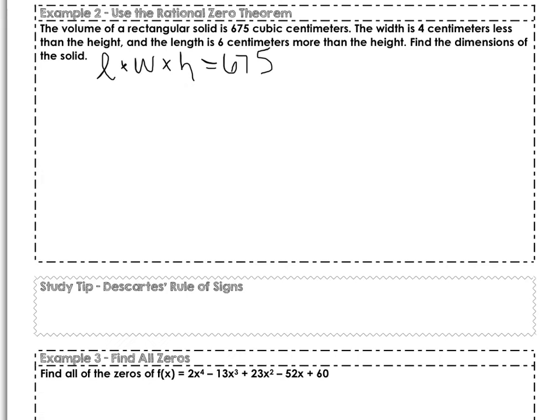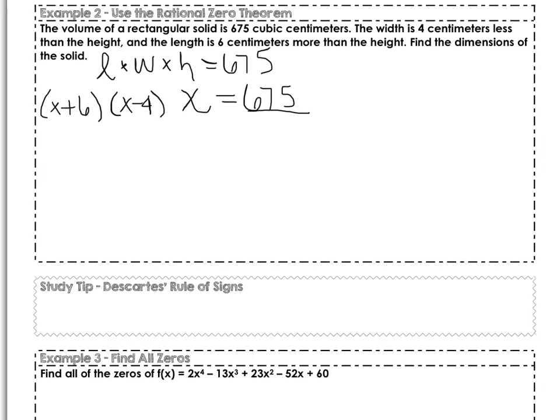So let's let the height be x, okay? Then the width, if it's 4 centimeters less, is going to be x minus 4. And the length is 6 centimeters more, so it's going to be x plus 6. So here is our polynomial, okay? And here it is going to be set equal to 675.